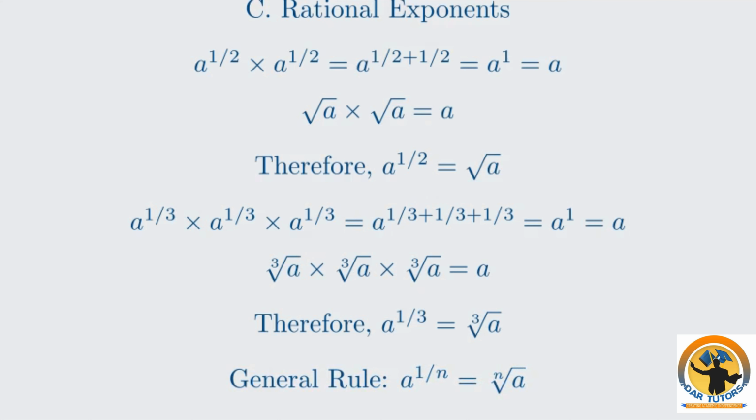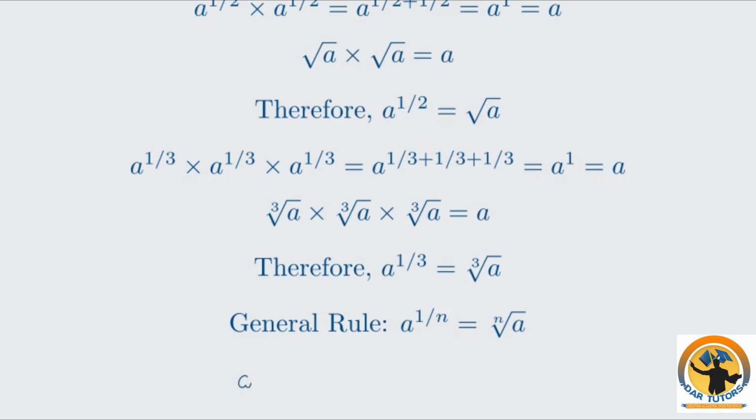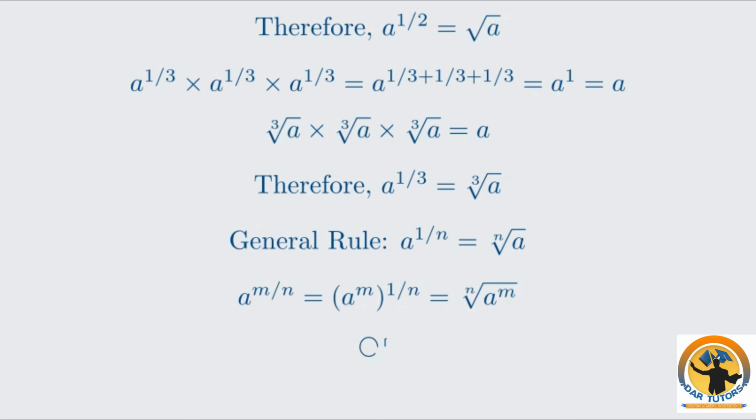What if the numerator is not 1? For example, a to the power of m over n. We can rewrite a to the power of m over n as a to the power of m, all raised to the power of 1 over n. Using our new rule, this is the n-th root of a to the power of m. Alternatively, we could write it as a to the power of 1 over n, all raised to the power of m, which is the n-th root of a, all raised to the power of m. Both forms are equivalent.